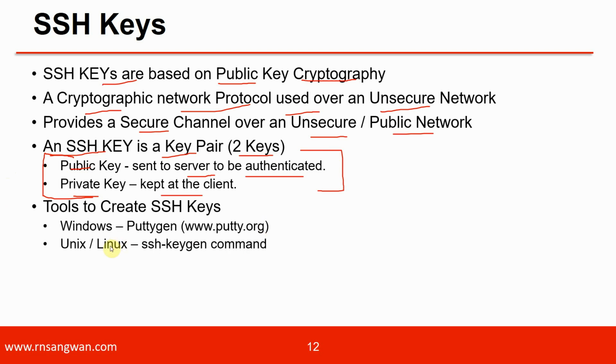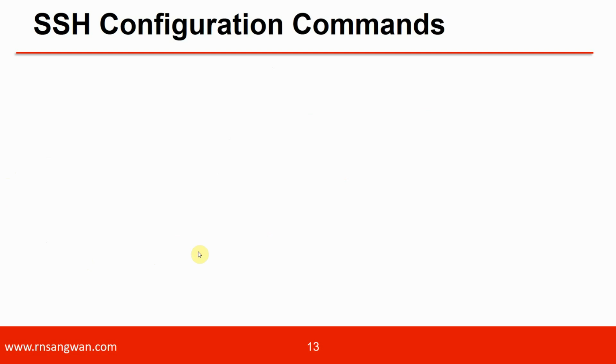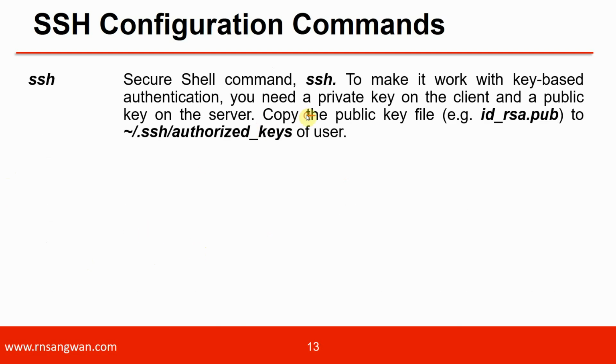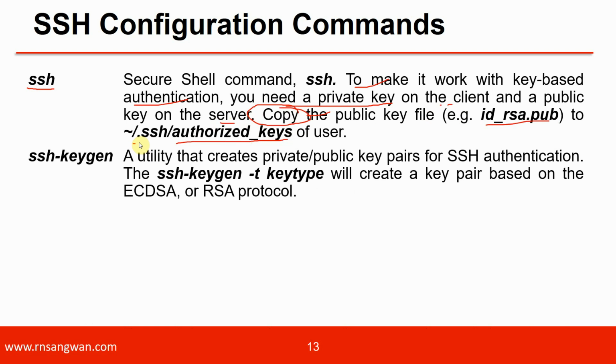Tools to create SSH keys. On Windows we use PuttyGen. On Linux we use the ssh-keygen command. So the configuration commands are, the first command is what we use to connect, that is ssh. To make it work with key-based authentication, you need a private key on the client from where you are connecting and a public key on the server to which you are connecting. We need to copy the public key like this to the authorized_keys file under the .ssh folder of the remote machine.